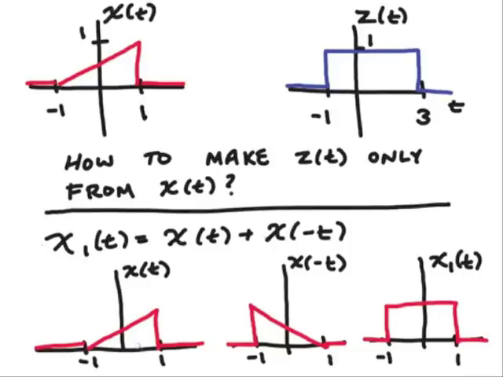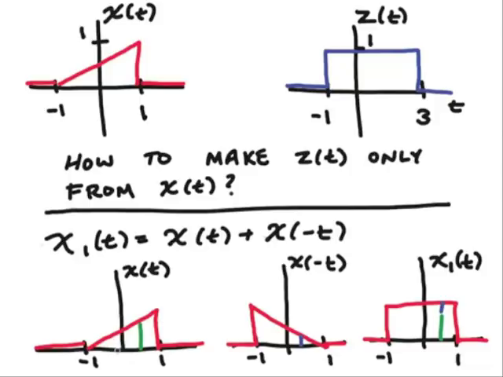Perhaps you don't see right now how x of t plus x of minus t creates a pulse, so let me just show you this. Let's find the value of x1 of t at time 1/2. So first I'll find x of t at time 1/2, shown here in green, and then x of minus t at 1/2, here shown in blue, and then for x1 of t at t equals 1/2, I add them together. You see, when we add the values of x of t at t equals 1/2 and the value of x of minus t at t equals 1/2, we'll find that that sum is equal to 1.